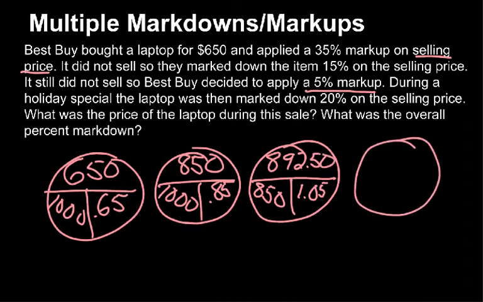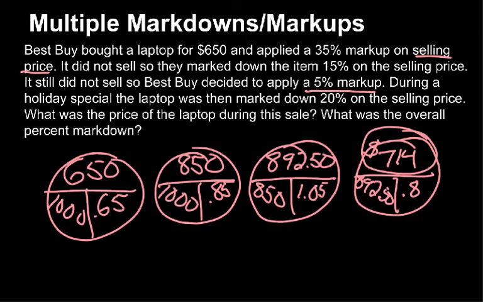Now I'm going to use that PBR circle to apply the 20% markdown to that selling price. So $892.50, and now again, I don't want to know the 20% because all I want is the selling price here. I want to do 0.8 because that's what I have to pay. And 892.50 times 0.8 actually gives us a nice round number of $714. So our selling price is $714. That's what Best Buy is selling it for after the markup, markup, and back down again.